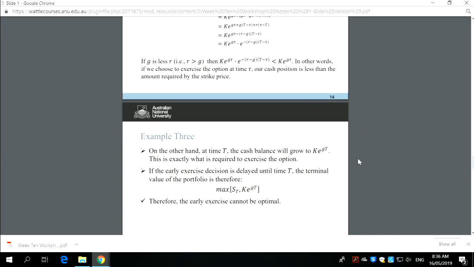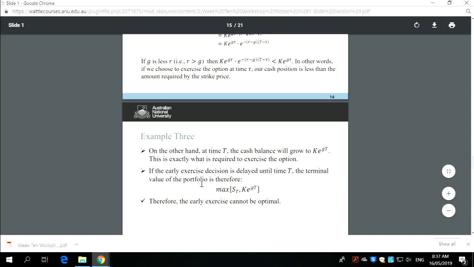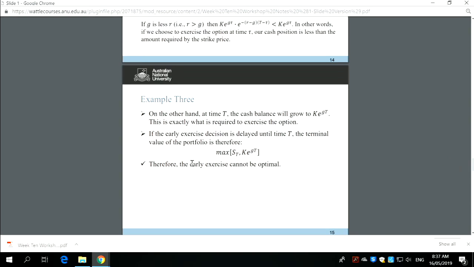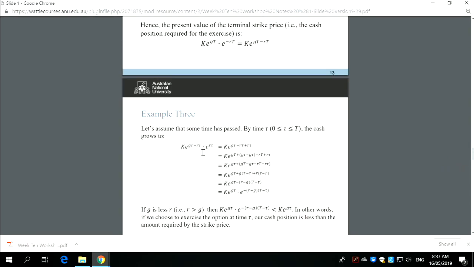So the optimal way is to wait until the cash balance in the bank account fully grows to K times e to the g tau. Then we can exercise this American call option, and we have a sufficient amount of money to pay the strike at the terminal point. Okay? So basically, the payoff can be written as this. So we established that early exercise is not optimal. Does this make sense to you guys?